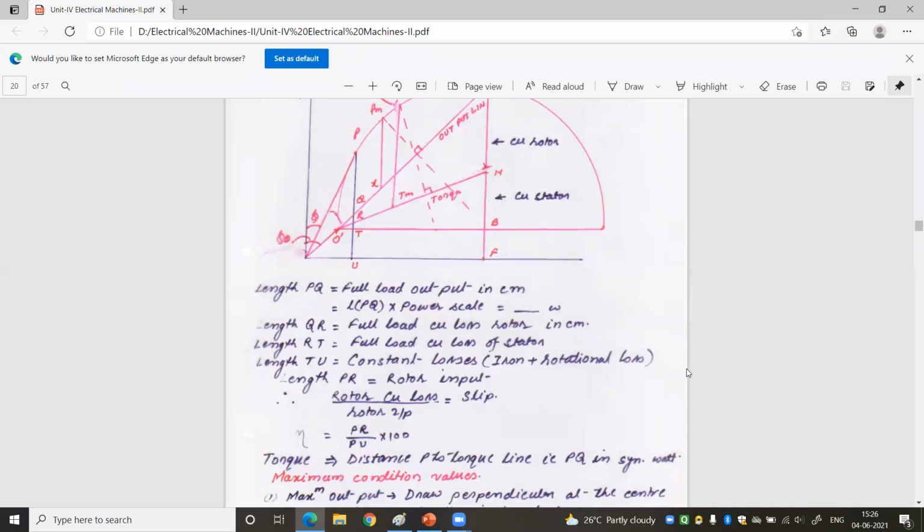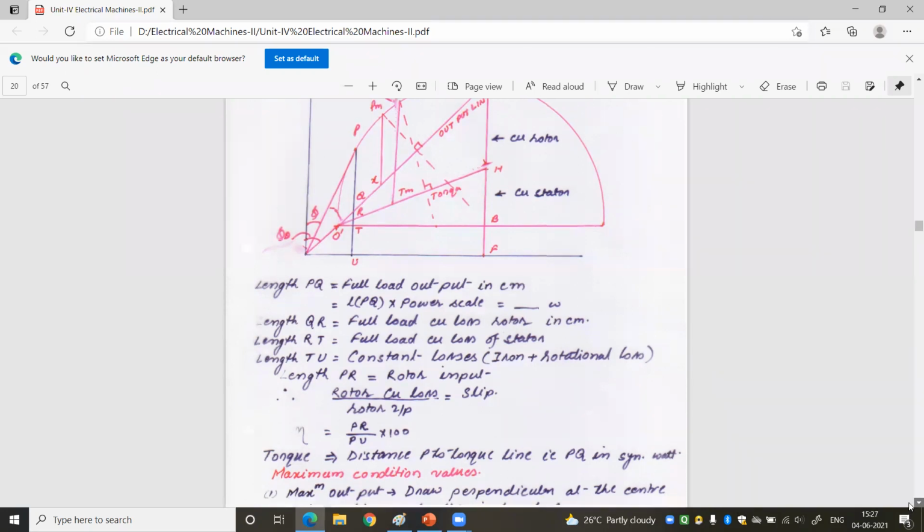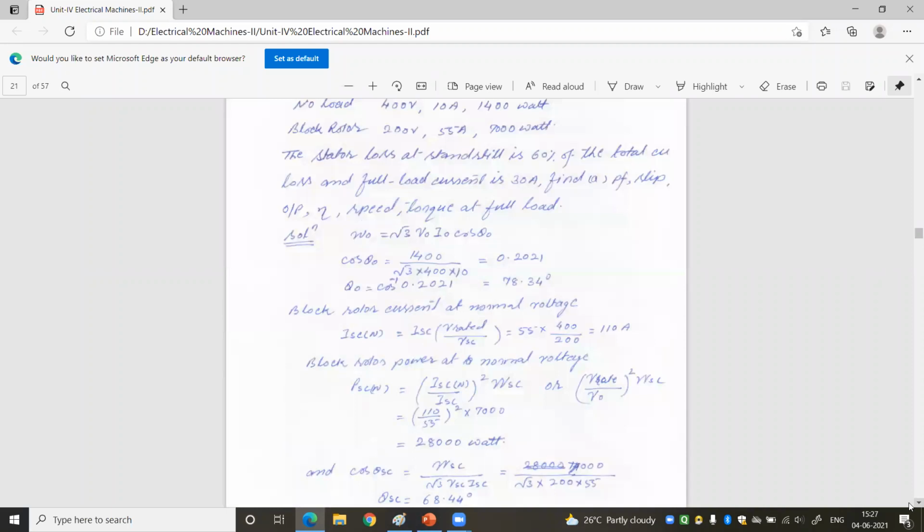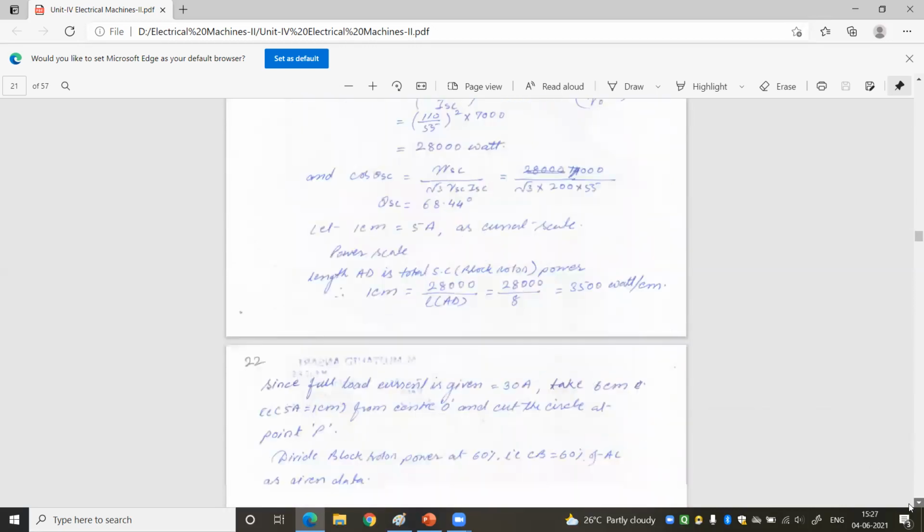P to Q on the output line is the output power, where P to U is the total input of the motor. So the total input of the motor is PU. Hence it is possible to calculate the copper losses and the efficiency of the motor. So this is the way to calculate the efficiency and losses in the three-phase induction motor with the help of the circle diagram.